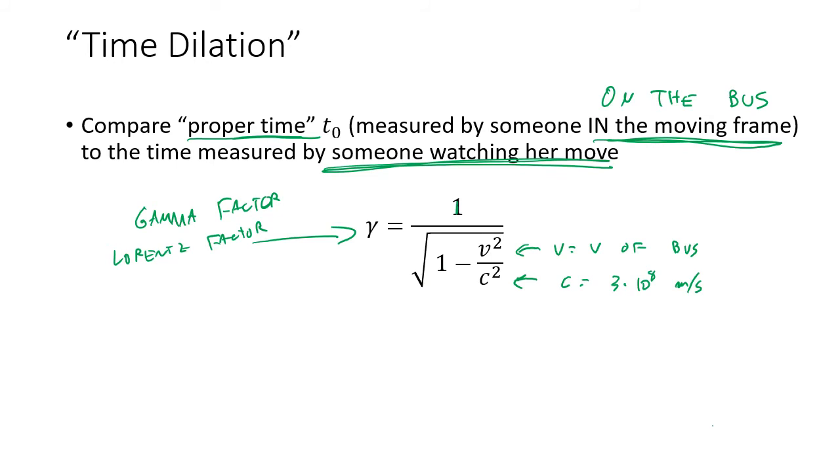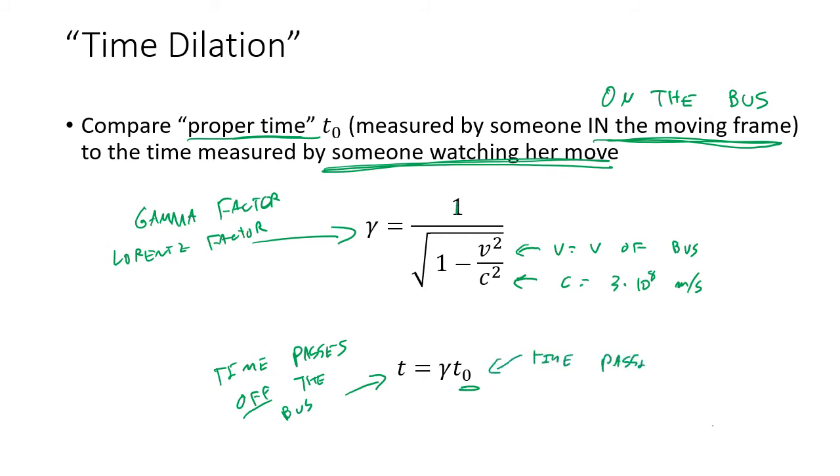And this is why nobody noticed the gamma factor for a really long time. You got to be moving at a velocity near the speed of light to really notice the gamma factor. But if v is not small, gamma becomes a really big number. And here's the equation for time dilation. The time that passes off the bus equals the time that passes on the bus times gamma.